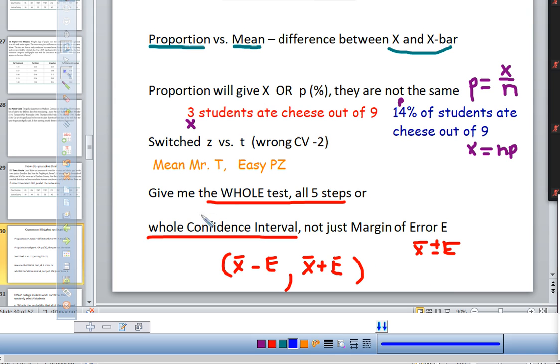Okay, so again, even though I'm only going to have you type in one thing as an answer, give me the whole test. Give me all 5 steps. Give me the whole confidence interval, all that stuff. And show me all your work, because I'm going to want that.